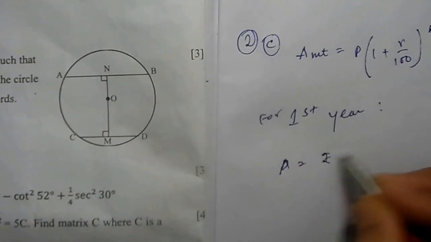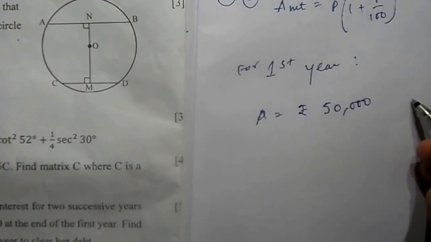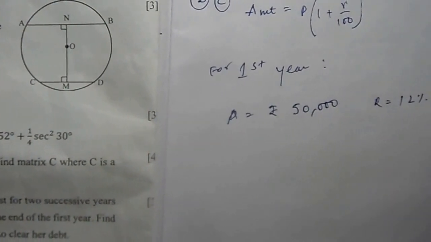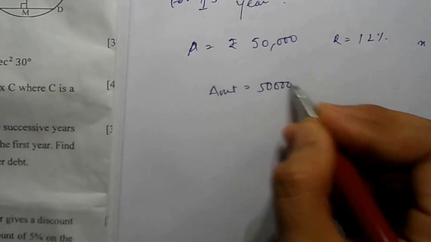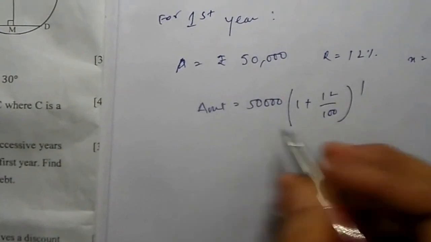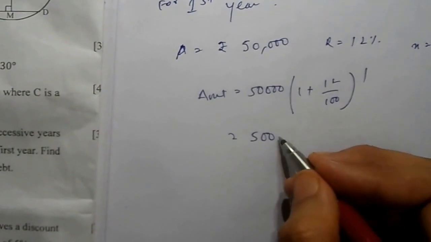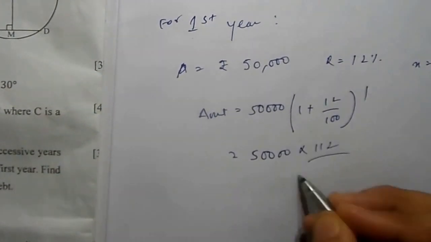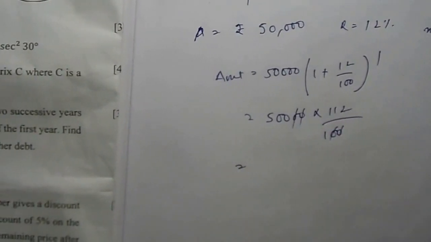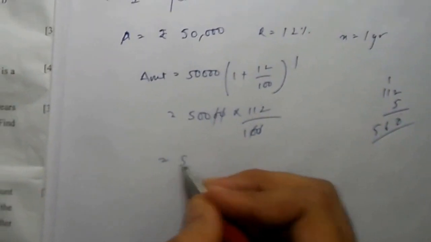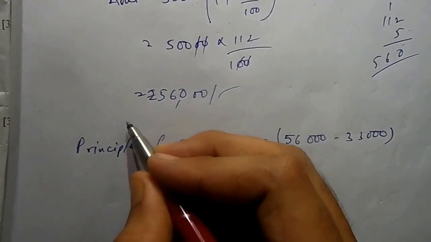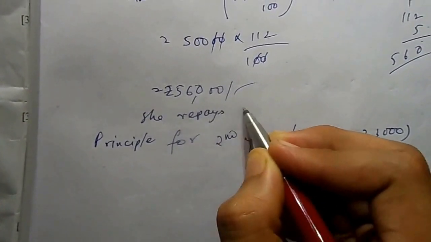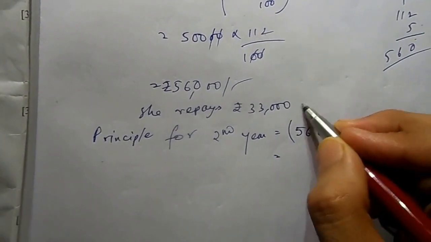the principal equals rupees 50k. The rate of interest is 12%. Okay, the time will be 1 year. So amount equals 50k into 1 plus 12 by 100 to the power 1. Okay, so I won't be cutting anything. That will be 112 divided by 100. And now 5 into 112. My multiplication is not quite good. So 5 6 5, 560 and 2 zeros over here. So that's your amount. Now she repays 33,000 rupees at the end of the first year.